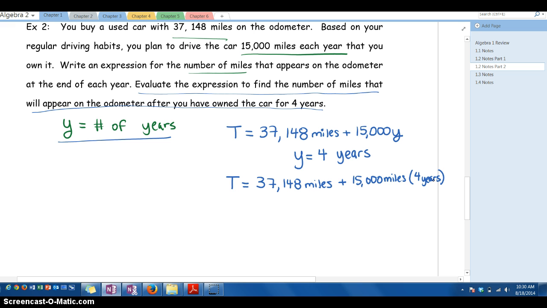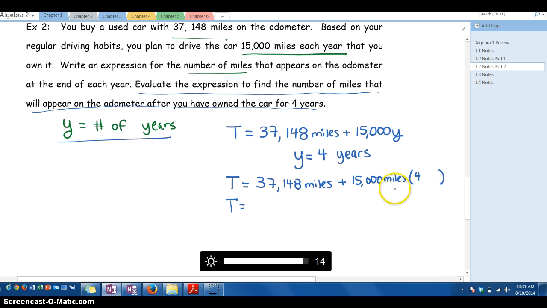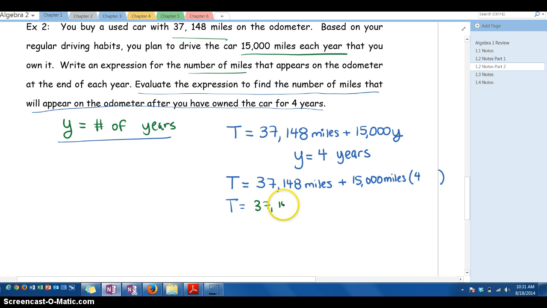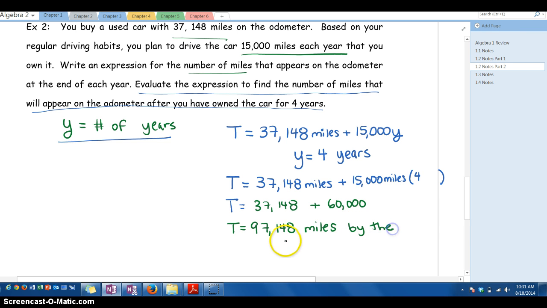So we end up getting T equals, I'm actually going to erase the years because the units will kind of confuse me sometimes, so I'm just going to erase that one. But when we multiply this, we get 37,148 miles plus 15,000 times 4 is 60,000. So when I add these two lucky numbers, we get 97,148 miles that you have driven by the end of the 4 years.